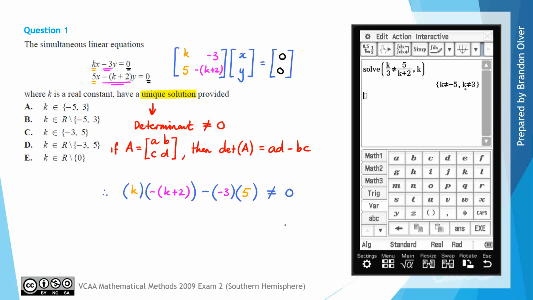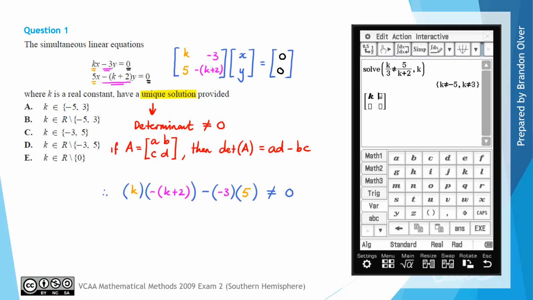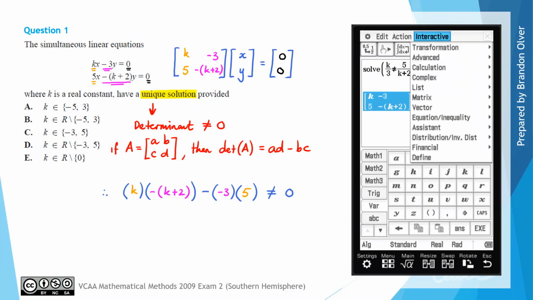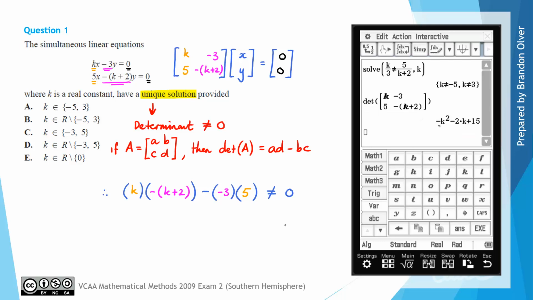Going back to the calculator, I can now go to Math 2 and find the square matrix button. In here, we want to type in variable k. And then in the top right, we have negative 3. The bottom left element is 5. And then here, just be careful, it is negative, then bracket k plus 2. Then we can highlight that and go interactive, matrix, calculation, det. And it will give us an expression for the determinant, which is the same as the one we've written down, just expanded and simplified slightly.